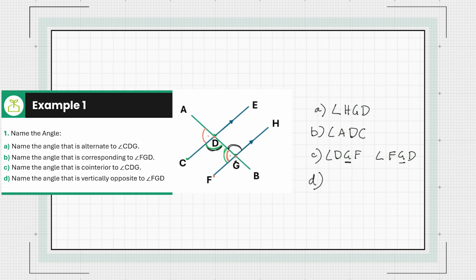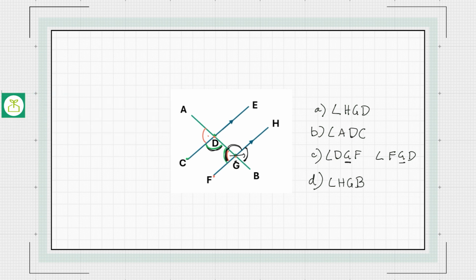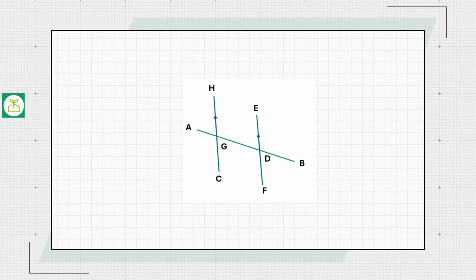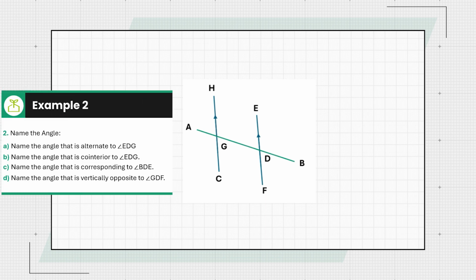Alright, name the angle that is vertically opposite to FGD. So FGD, again, is this angle here, and its vertically opposite partner is going to be over here, and that's going to be HGB. Alright, we'll get into properties involving them a little bit later. Right now we're just identifying them. Alright, here's one for you guys to practice, so give it a go, pause the video, and then I'll solve it in just a second.